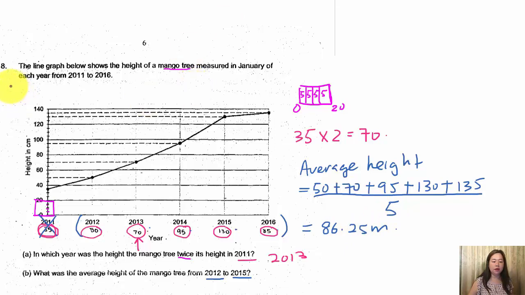Let's recap what we have learned here. We learned about line graph and how to find the measurement from 0 to the first marking by drawing a model here to understand the concept. We also learn about times as many because of this word twice, and finally we learn about average.